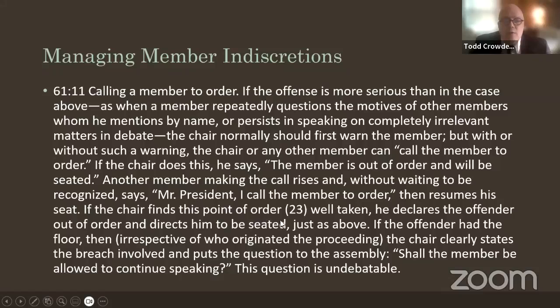If the chair finds this point of order well taken, so note that, it's a type of point of order. When you say, I call the member to order, that is a type of point of order, okay? If the chair finds this point of order well taken, he declares the offender out of order and directs him to be seated, just as above. If the offender had the floor, then irrespective of who originated the proceeding, the chair clearly states the breach involved and puts the question to the assembly. Shall the member be allowed to continue speaking? This question is undebatable.